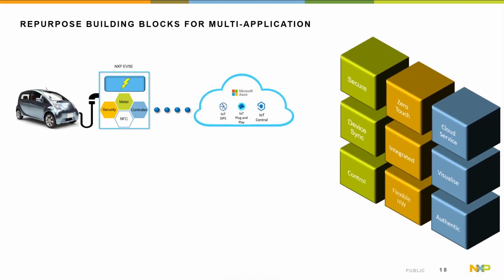So, when we look at what we have in the EVSE platform, we have the integrated approach, where we had zero touch using DPS. We were showing cloud services where we could visualize the data. We used authentication using X509 or indeed SAS for our first connection. We also have the ability to sync locally with remote. We're able to control it remotely as well as through the GUI locally. And we can bring in security with X509 and indeed NFC and MIFARE. So again, many of these building blocks can be simply repurposed and applied to different applications.